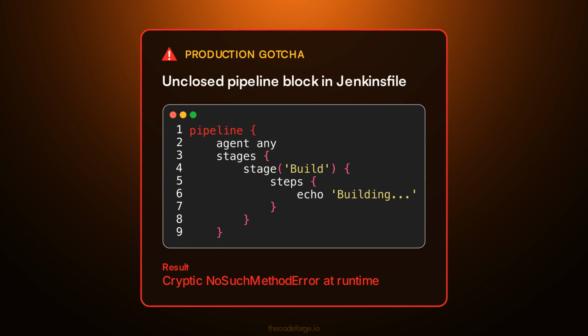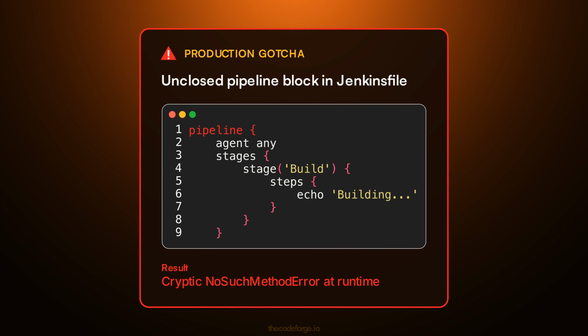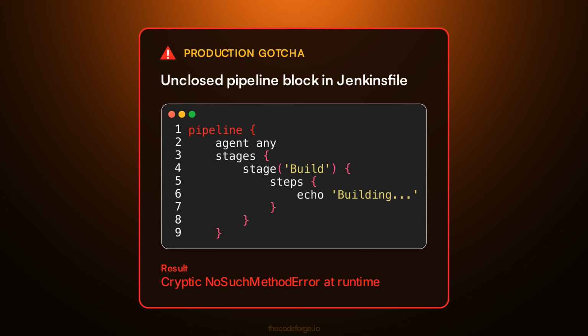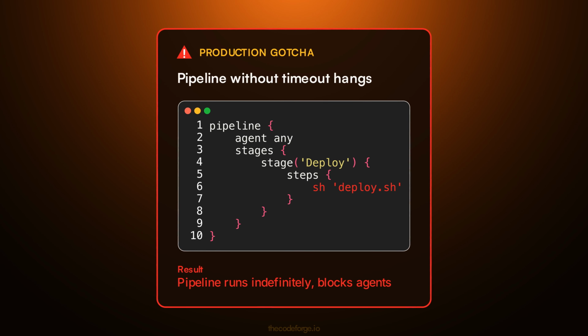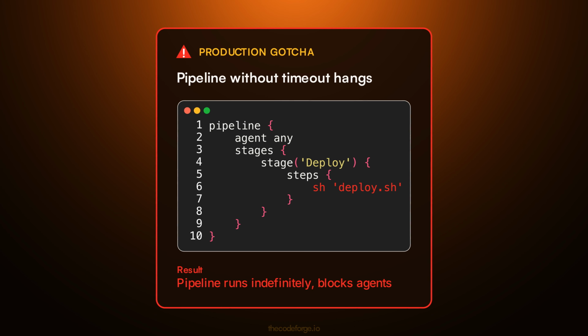This missing closing brace caused the 3 a.m. outage. The pipeline block was never closed, leading to a Groovy syntax error that manifested as a no such method error. Always use the pipeline linter to catch this before committing. Without a timeout, a pipeline can hang forever if a step gets stuck, consuming build executor slots and blocking other jobs. Always add a timeout directive at the pipeline or stage level to automatically abort hung runs.